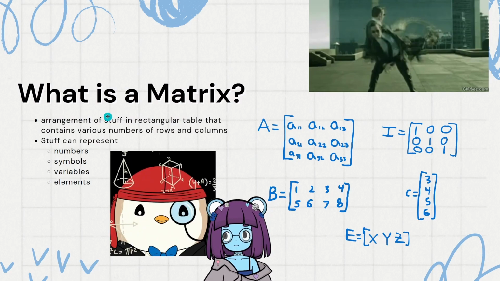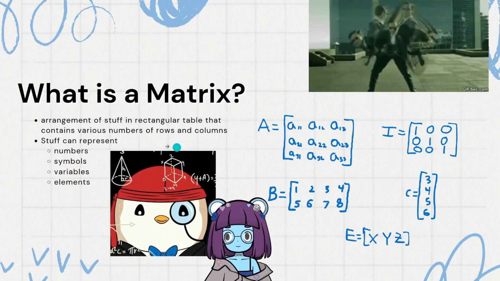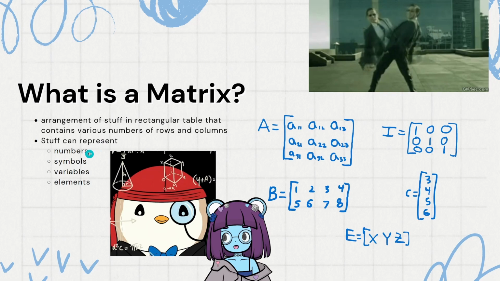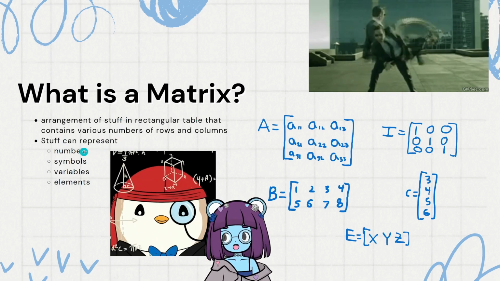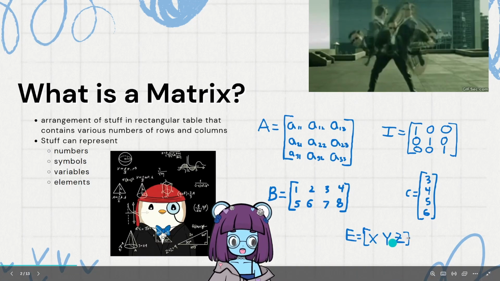So what is a matrix? A matrix is an arrangement of stuff in a rectangular table that contains various amounts of rows and columns. The stuff in the table can represent numbers, symbols, variables, and elements, and here are some examples.